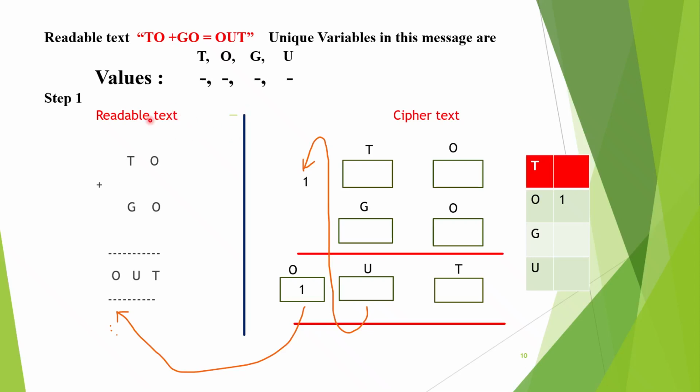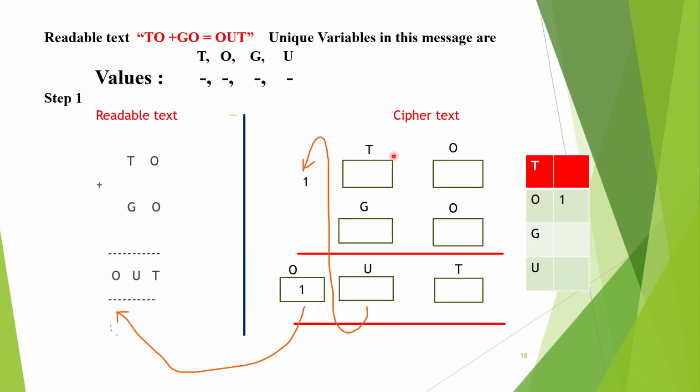Now the readable text is on the left side and the ciphertext on the right side. Now draw the equivalent boxes for all variables on the left side. Draw one box for T, one box for O, one for G, again one for O, again one for O, U, T. Draw one table where all the unique variables are listed. Now we are going to assign values to all these unique variables.